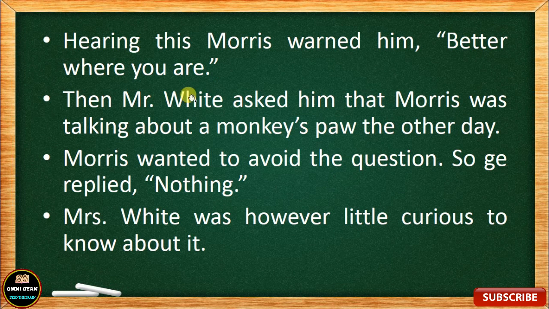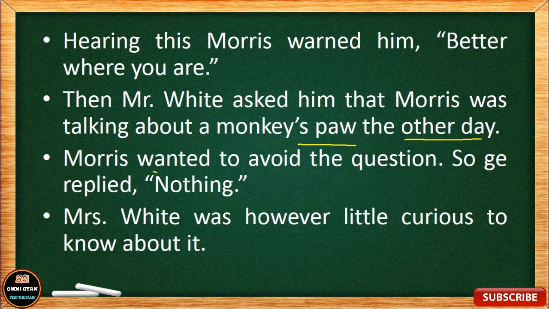Then White obviously was suddenly taken a little, he was a little surprised. Why is Morris warning me in this way not to come to India? India is a very good place. Okay. But the reason is something else. Okay. Then Mr. White asked Morris that, Morris, you were talking about a monkey's paw the other day. Alright. Maybe if they're meeting after 21 years, that means maybe they had a telephonic conversation or something like that. Okay. So Mr. White said that, Morris, you talked about a monkey's paw, that you have a monkey's paw or something like that. You were telling the other day.